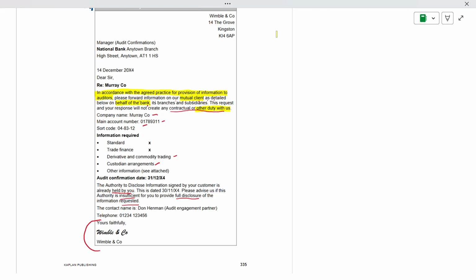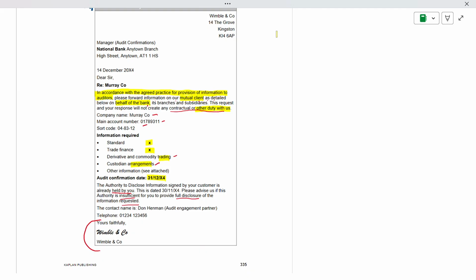What is the information required? What information are the auditors asking for? The auditor is asking for the name, account number, the standing balance. The trade finance is not important, this is only for our understanding. Is there any trading, any custodian arrangements, other information? The audit confirmation date is the 31st December.